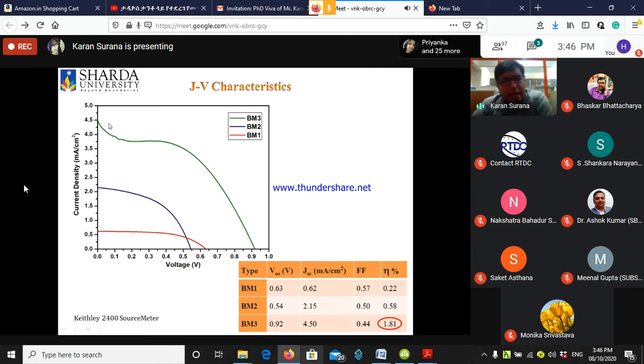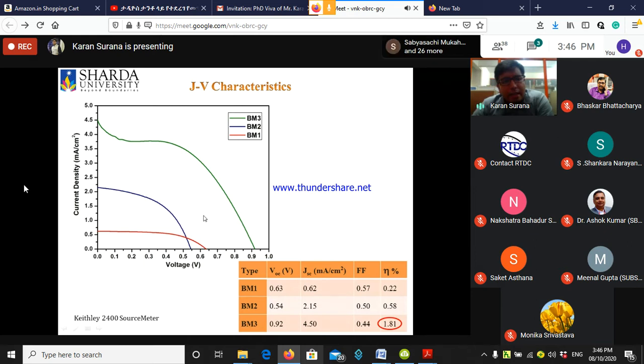Polarization effect could have been removed here. Then the fill factor would also have improved slightly, and the efficiency would be somewhere around 2.5 or 2.6%. The graded structure of the quantum dots has improved the charge transfer characteristics here, and that's why we have been able to obtain a higher value of current.